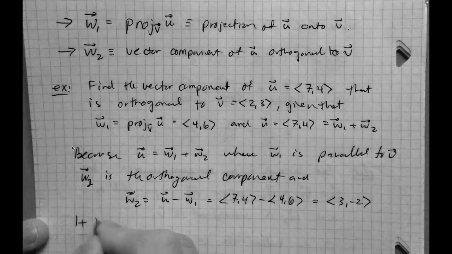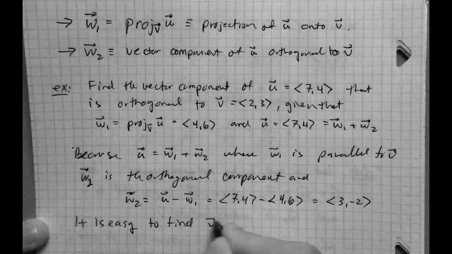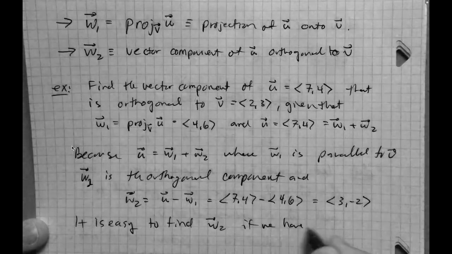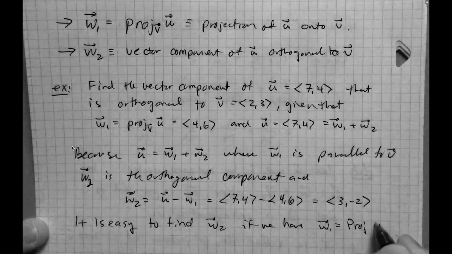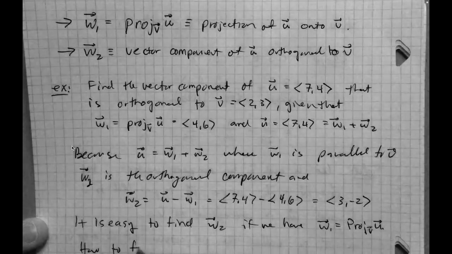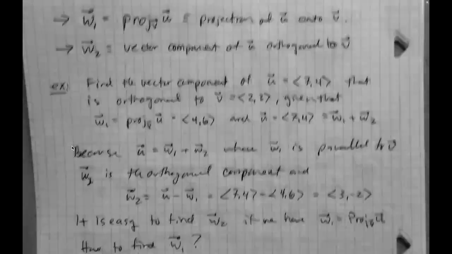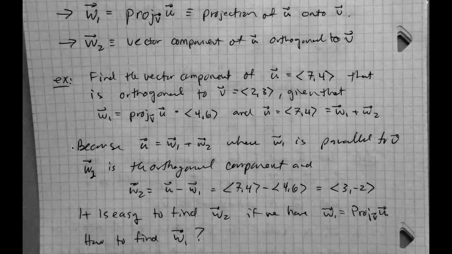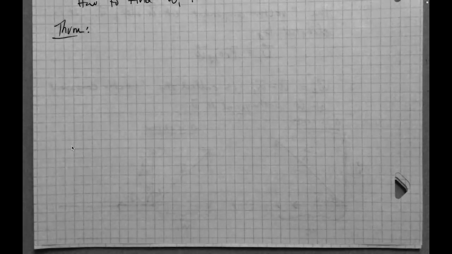So it's easy to find W2 if we have W1, which is the projection of U onto V. How to find W1? Okay, how do we find W1? How do we get that one? Okay, well, the good news is there is a nice little theorem. Okay, we can always use this theorem.